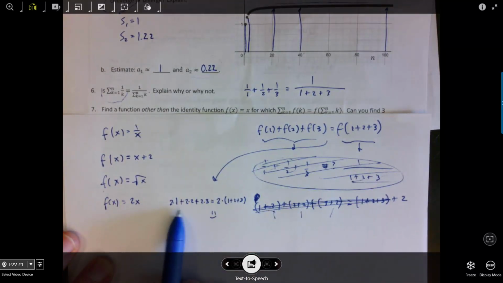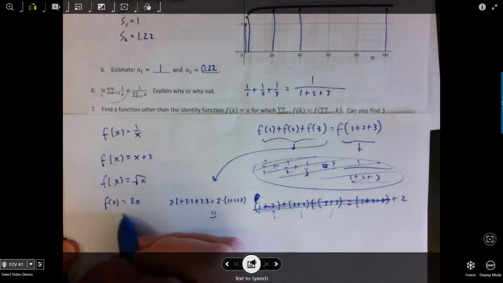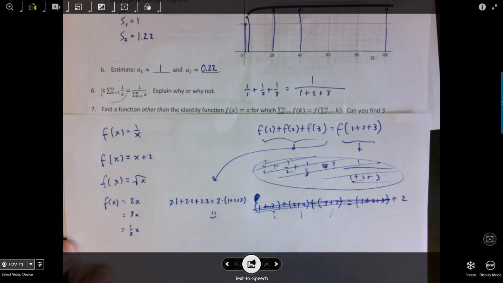And you can probably see why it works, because you're able to factor out the common 2 here, and that produces the one on the right-hand side. So that immediately suggests an entire family that would work. Any kind of proportional function like this would work.